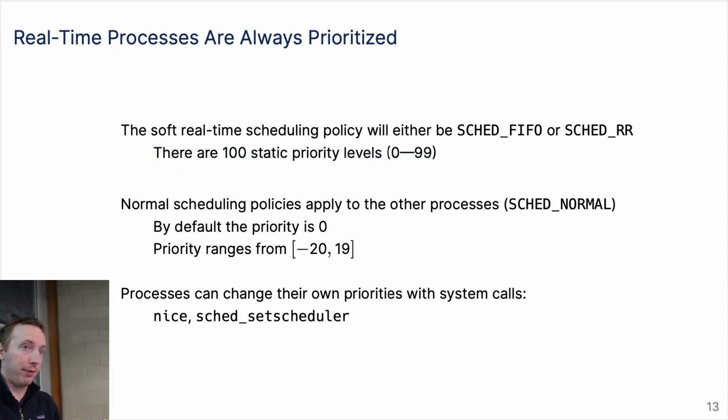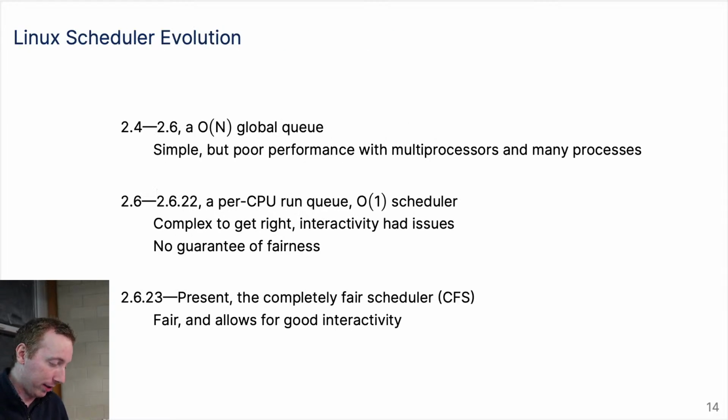And so those are soft real-time processes, and then the Linux kernel also separates that from normal processes where the normal scheduler runs, which, if it's an older version of Linux, is the O(1) scheduler. So other processes would just be under the SCHED_NORMAL flag, and by default their priority is 0. The priority ranges from -20 to 19, where, unfortunately, -20 is the highest priority and 19 is the lowest priority. Processes can also change their own priorities with system calls, nice and sched_setscheduler.